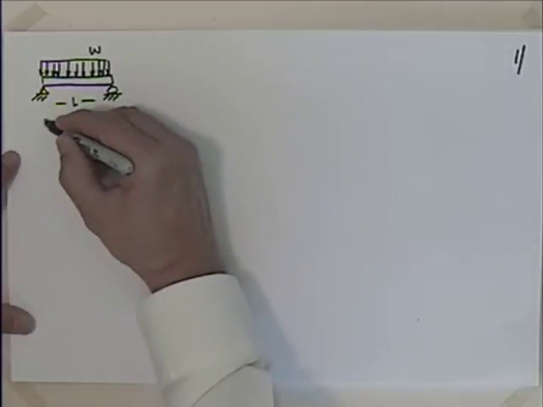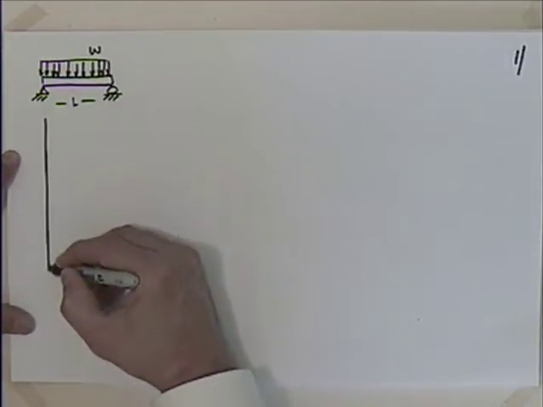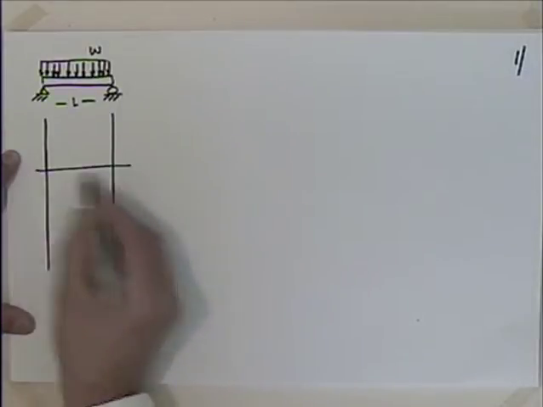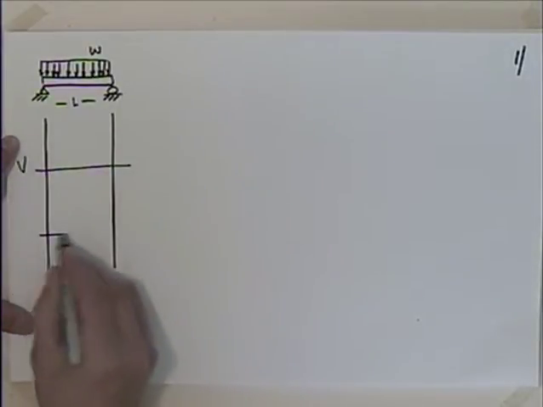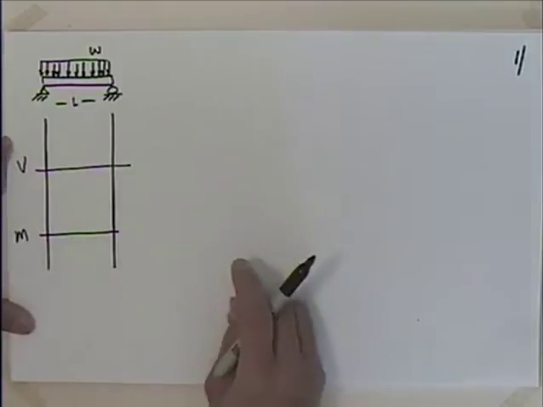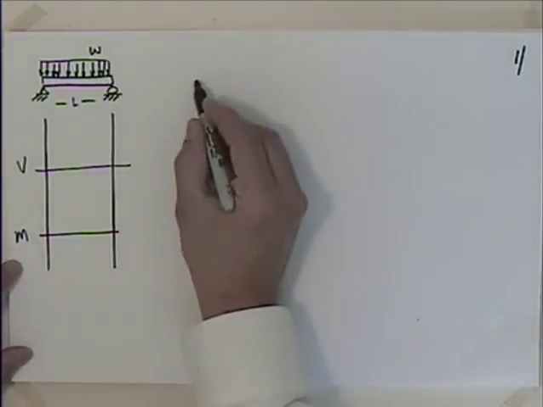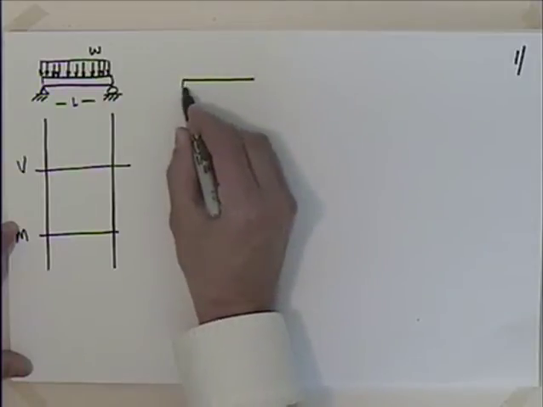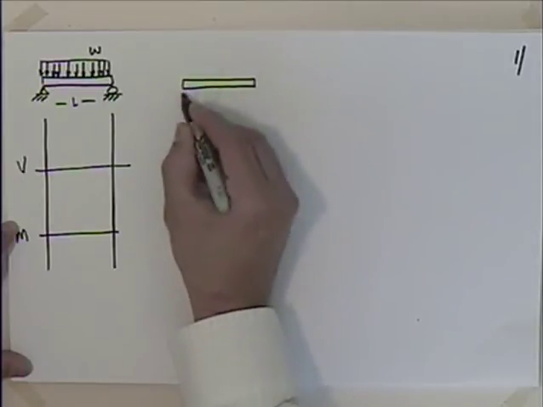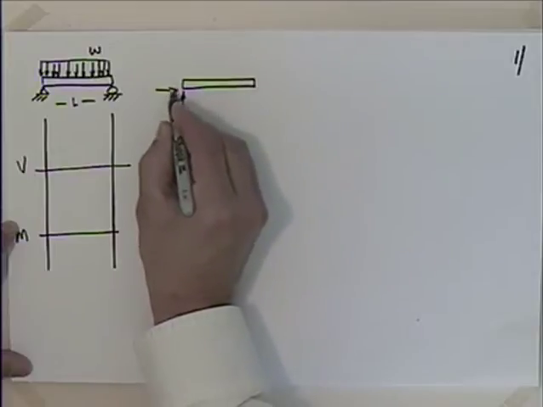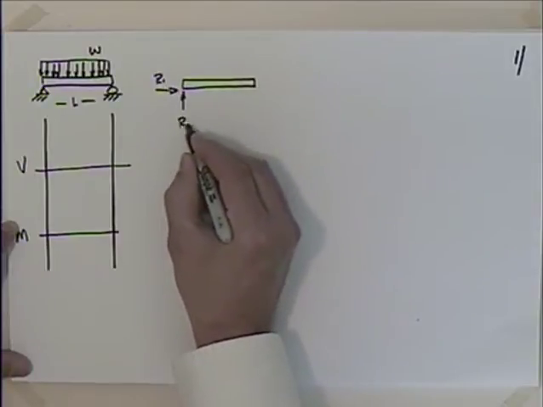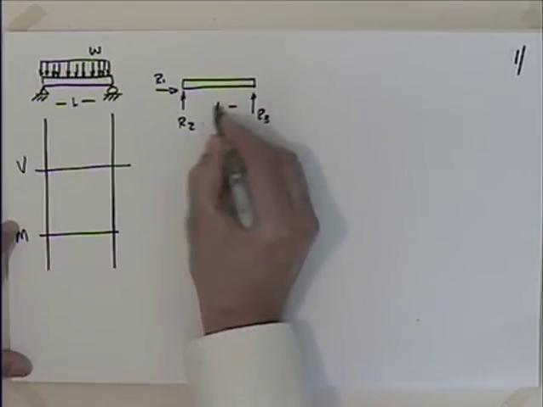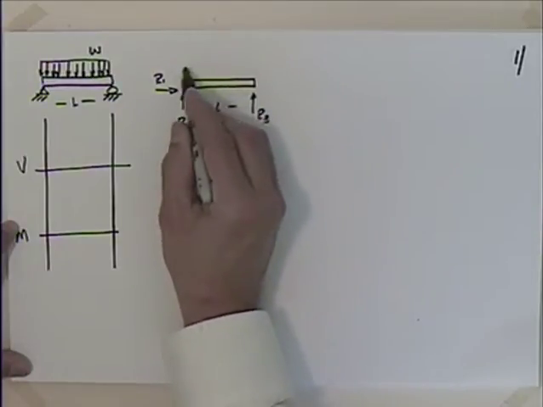I'm going to put the shear and moment diagram over here, so it looks something like this, where we'll have the shear and we'll have the moment. So the first thing I need to do is come up with the reactions. So I have some R1 and R2 and R3, L between there.